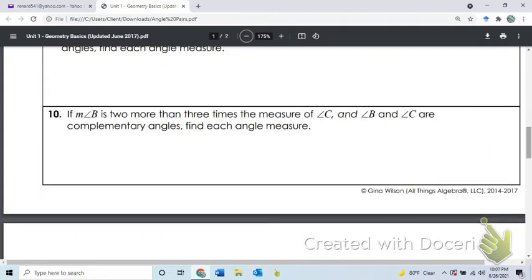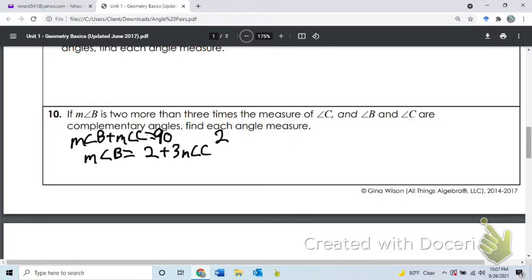Number 10, general idea is the same. We know B and C are complementary, meaning they add up to 90 degrees. I forgot to put a little equal sign there. We also know the measure of angle B is 2 more, so it's plus 2, 3 times the measure of angle C.